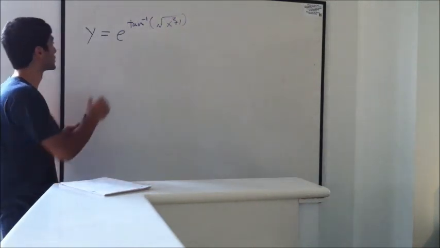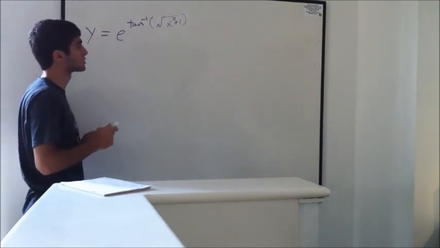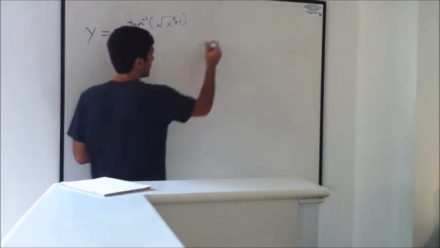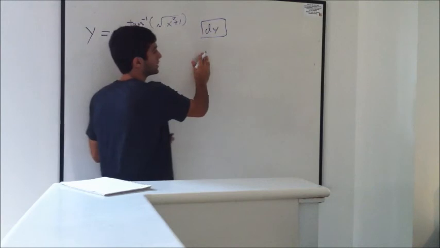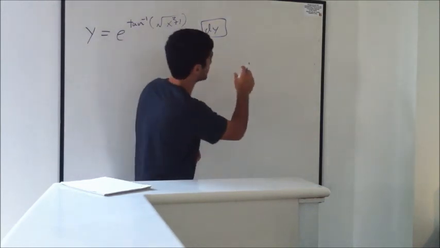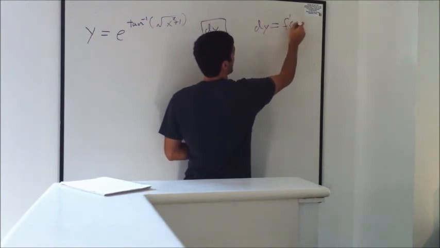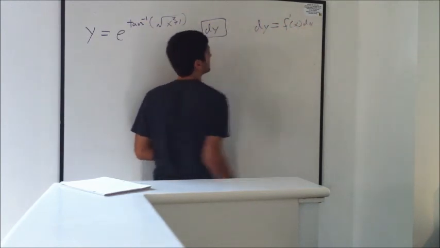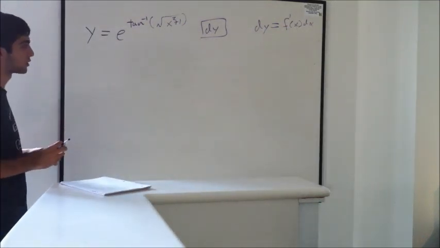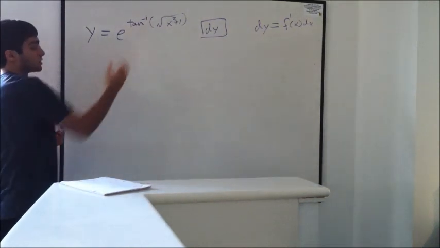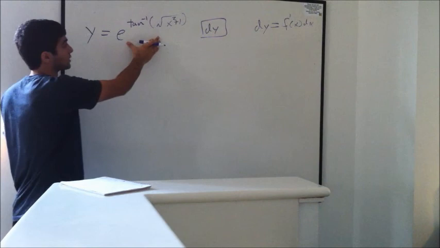One of the problems is we're given y equals e to the tangent inverse of the square root of x squared plus 1, and we're asked to find dy. Well, we found a formula today that told us that dy equals f prime of x dx. So in order to find dy, we're going to find the derivative of this and then multiply it by dx. So the hard part is finding the derivative of this.